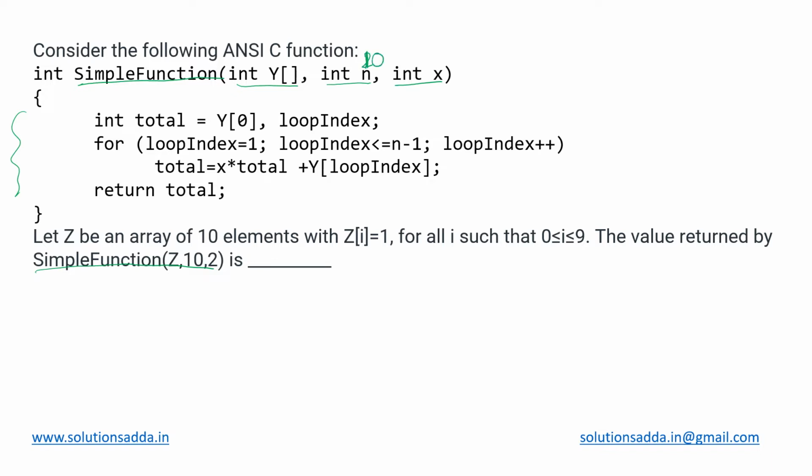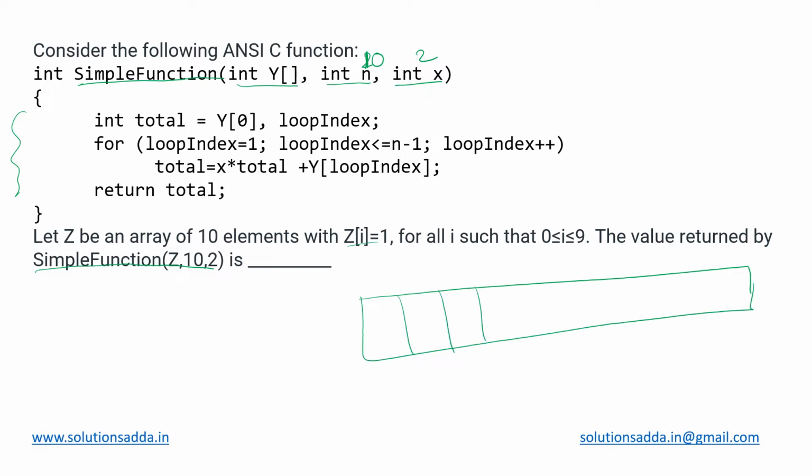Z is an array, and 10 and 2 are the corresponding values for n and x. And what is our array Z? It is an array of 10 elements such that Z of I is 1, which means it has the same value 1 for all of its 10 indices. So let us write that: 0, 1, 2, 3, 4, 5, 6, 7, 8 and 9. So this is our array Z. Initially all of its elements are just 1. This is the array Z which we are passing to this function.